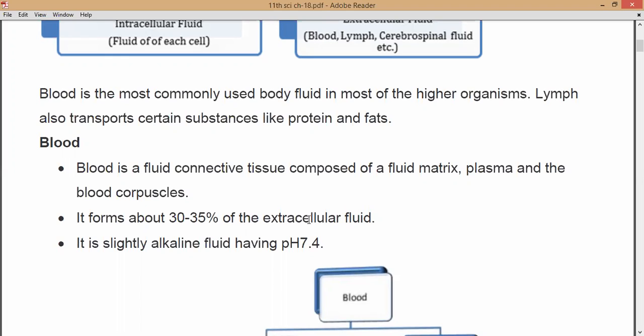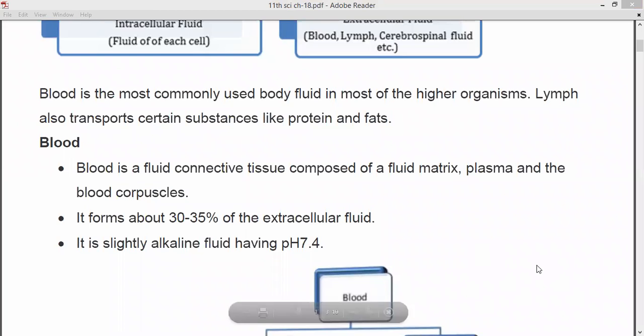This blood is composed of a fluid matrix, that is plasma, and the blood corpuscles. So two things are there in the blood. The first is the plasma, which is the liquid medium in the blood, and the second is the blood corpuscles, which are nothing but the blood cells. So the blood is made up of two things: the blood cells and the blood plasma.